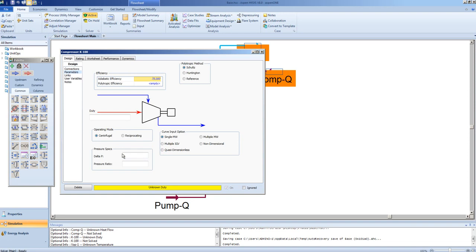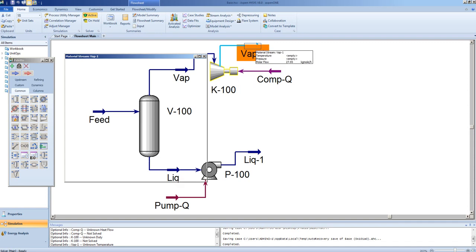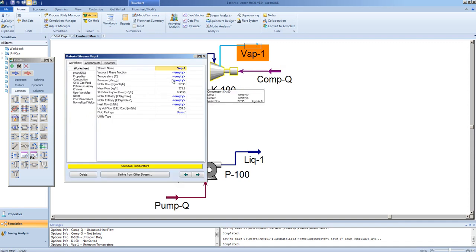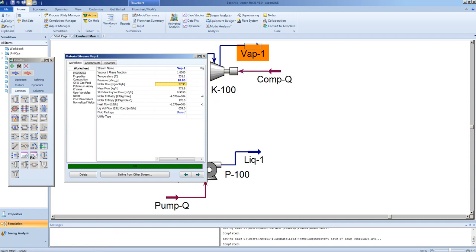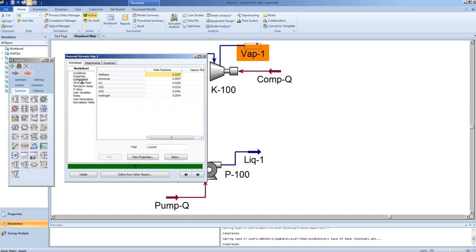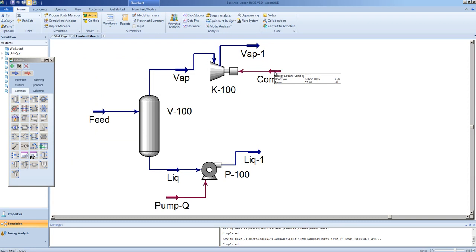We have the same option of entering a delta P or pressure ratio, or we can simply come on the stream itself and enter the pressure as 10 atmospheres gauge. Note I did not specify a temperature it would exit at. I did not specify vapor fraction or mass flow or composition. If I were to specify any of these things, I would over-specify the problem, and as such, the model will not solve. In this case, we calculated the compressor power as 85 kilowatts.